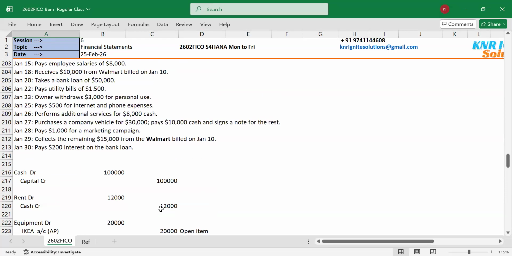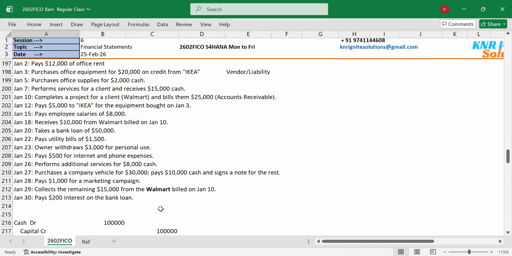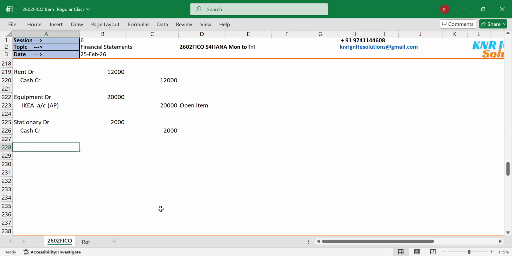We are good. The next transaction we have here is 7th January. You performed some services, which means you had given some services to one of your client. Consider you are a service-based company and you given some services, maybe some consultation or any other services, and the customer paid $15,000 as a cash. What should be the journal entry for this? Whenever the service is performed, services in the sense what exactly it is? Revenue. It's a revenue. Very good.